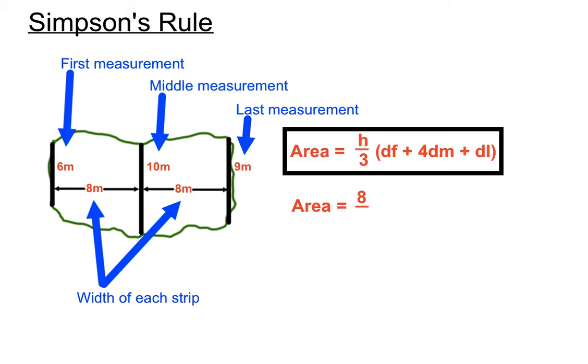Our H is the width of each strip. So that'll go on the top there. We found that by these bits here. They're our H numbers. That's the width of each strip, goes on top of the 3. In the brackets, our first measurement was our 6, which was here. Our 4 lots of our middle measurement. Can you see our middle measurement is 10, this one here. So it goes into the DM bit there and gets multiplied by 4. And the last measurement is our 9. Let me circle that for you.